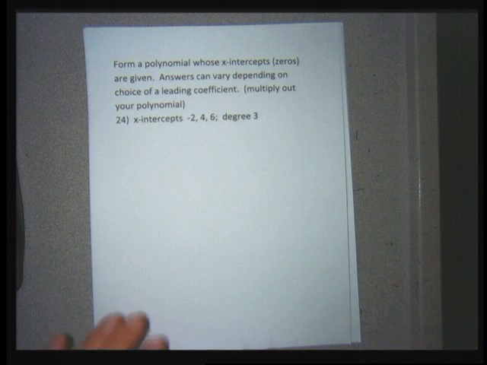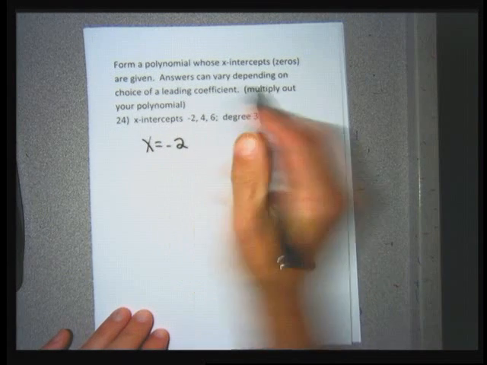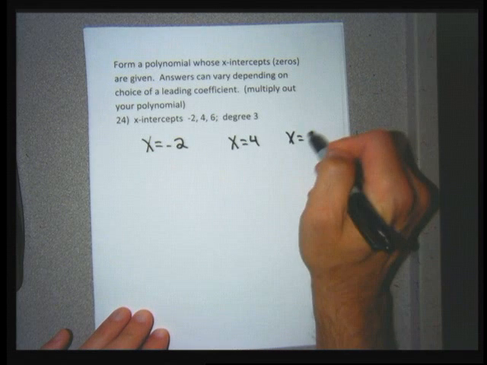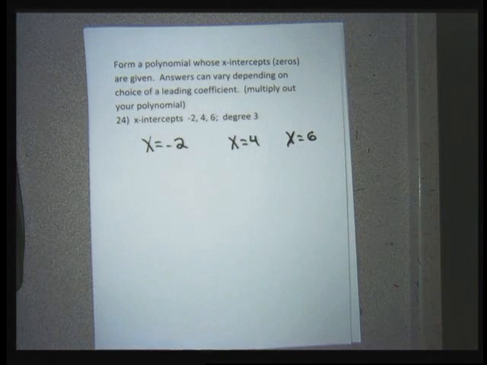So very specifically, it says I want a polynomial of third degree, which means it has an x cubed in it, or possibly a 3x cubed, or a 10x cubed, or a -4x cubed. But I want a polynomial that has x-intercepts of x equal -2, x equal to 4, and x equal to 6. Notice I didn't write -2, 0, 4, 0, 6, 0. It's not uncommon to see x-intercepts written just as numbers and call them x-intercepts.